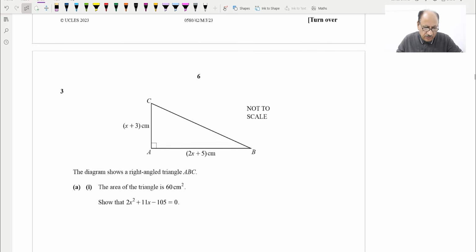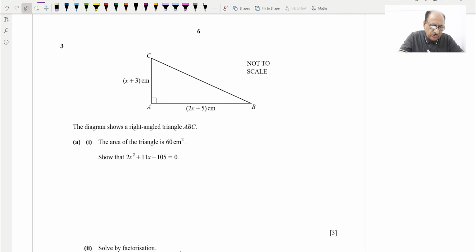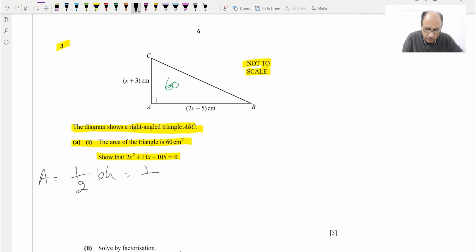This is done. Next is question number 3. Question number 3 says the diagram is not to scale. The diagram shows a right angled triangle ABC, and in part A, the area of the triangle is 60, show that this holds. So the area is given, so area will be 60. We know that area is half into base into height, which is equal to half into base 2x plus 5 into height x plus 3. Now this is equal to 60.